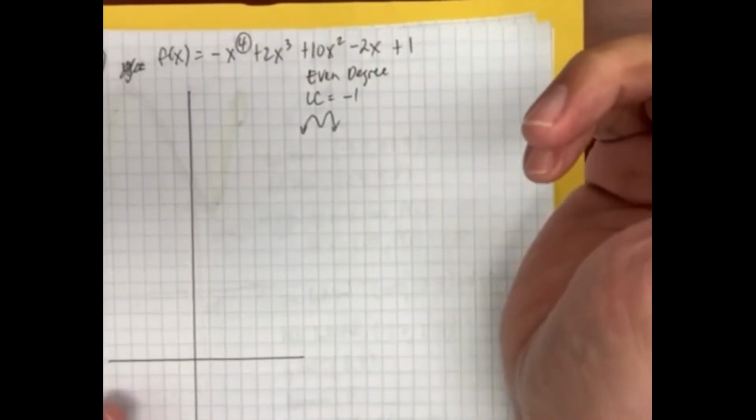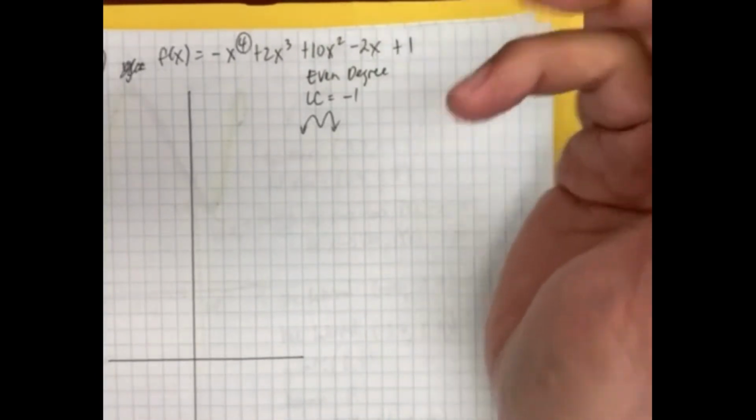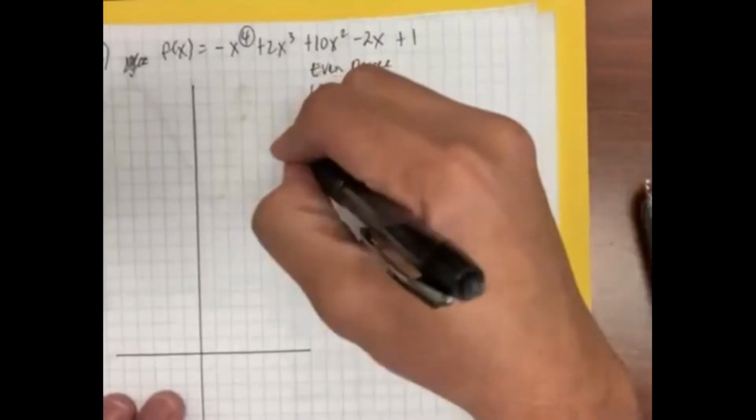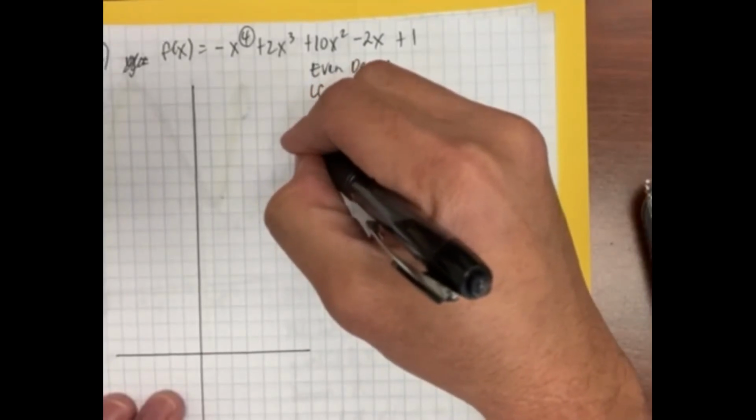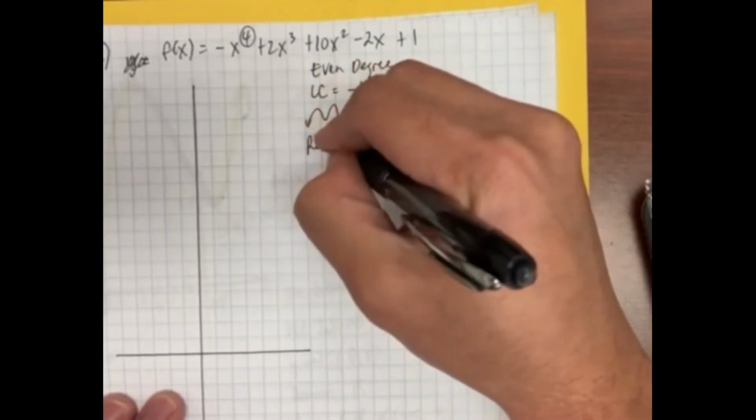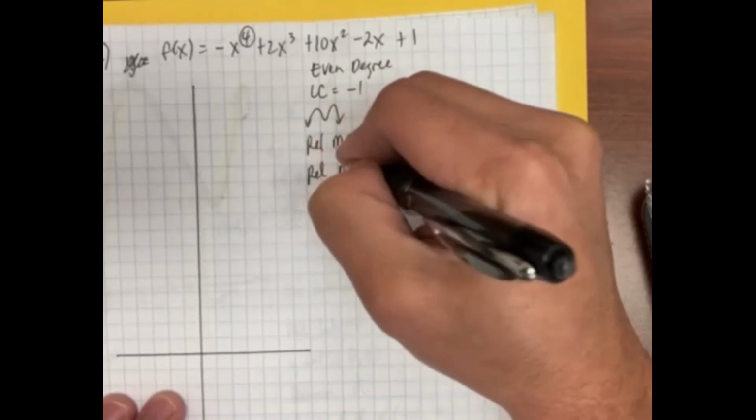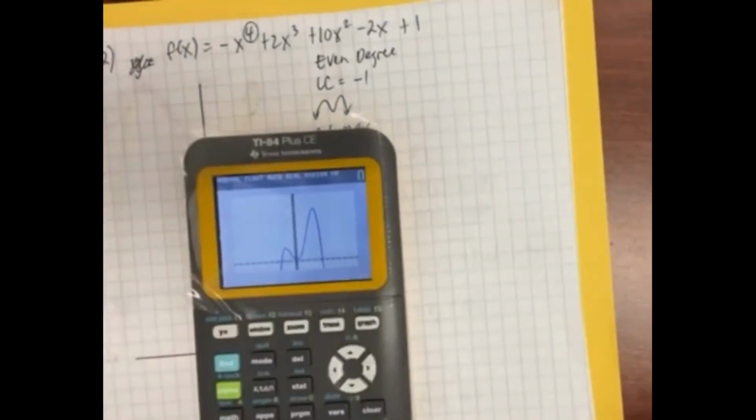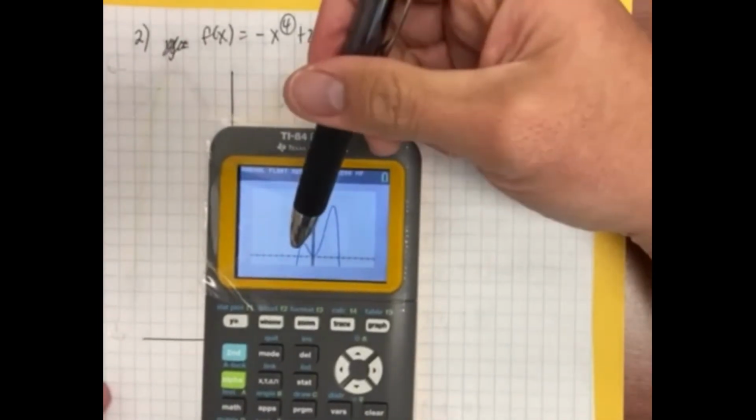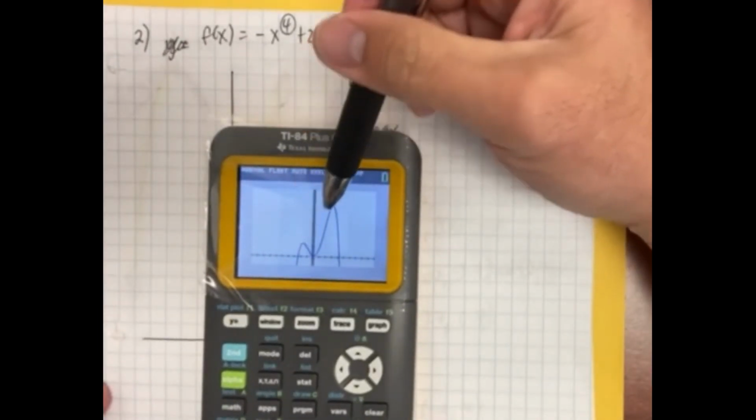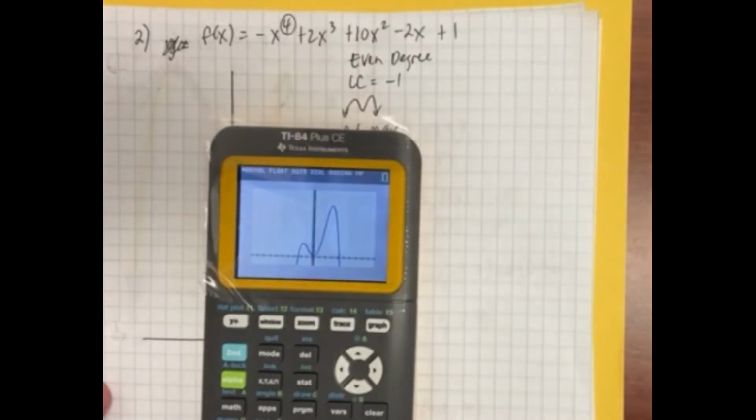So both functions are approaching negative infinity. We will write the end behavior in a while. So we're going to find the relative max and relative minimum on the graph. In our graph, how many relative max do we see? If you say 2, yes, you're right. There are 2 relative max there, and there's only 1 relative minimum.